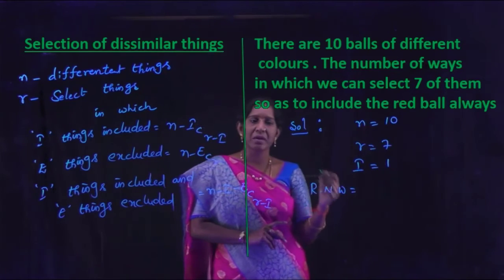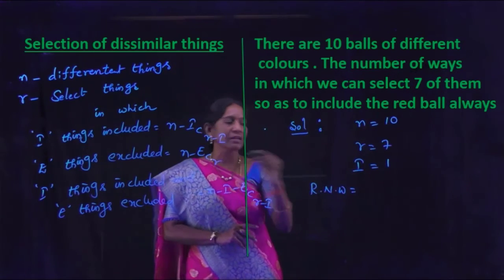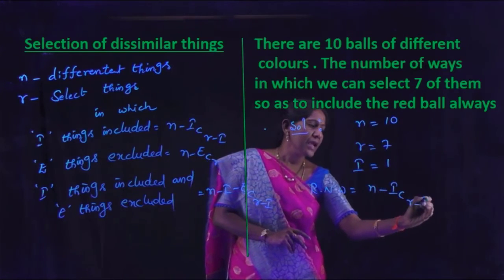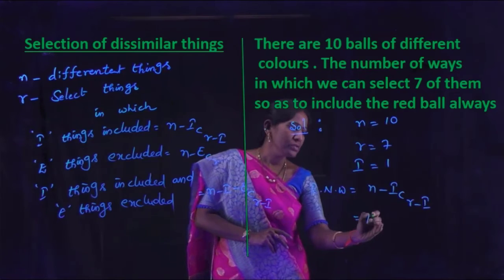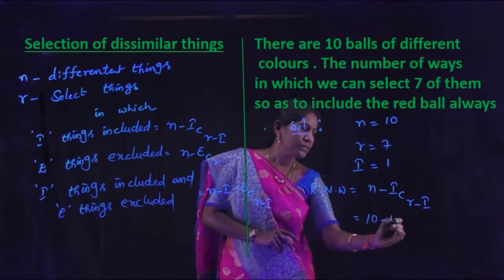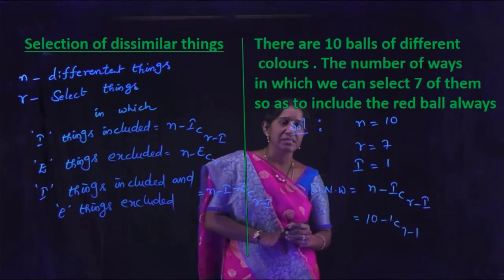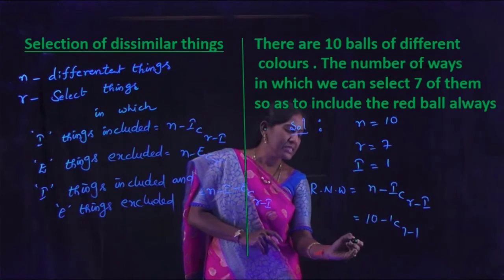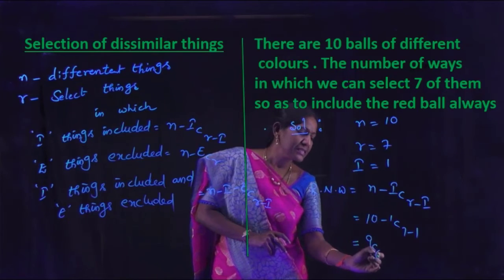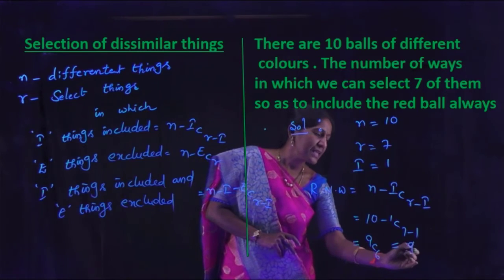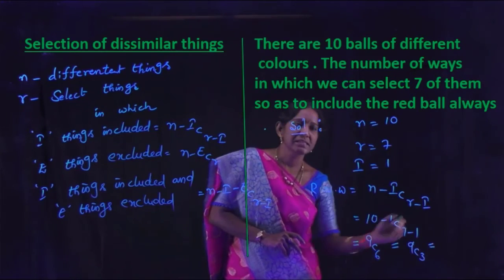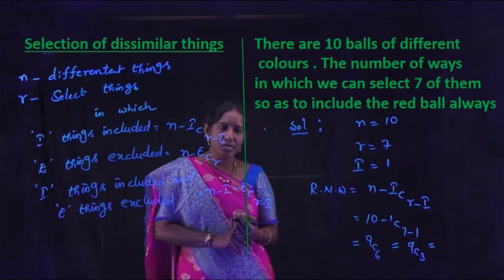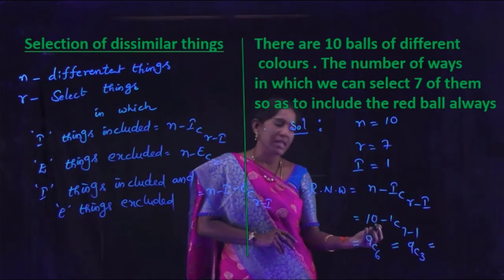So the required number of ways, in which including things are given, is n minus i C r minus i. Put the values: 10 minus 1 C 7 minus 1, that is 9C6. 9C6 is the same as 9C3, since nCr is nC(n minus r).